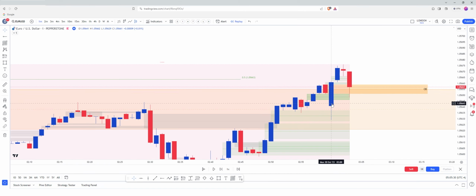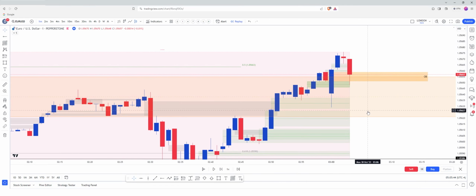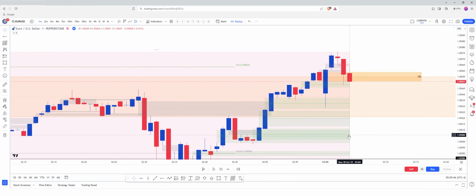So immediately we've moved in, so it's the start of 3 AM for starters. So we've got a new hourly candle opening. So this is our silver bullet hour. We've closed through this bullish fair value gap and this volume imbalance. Order block still holding price at the moment.